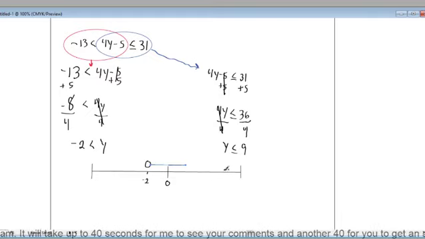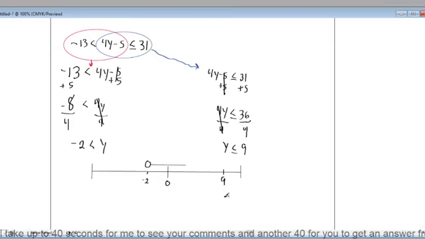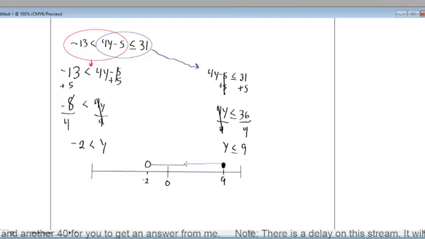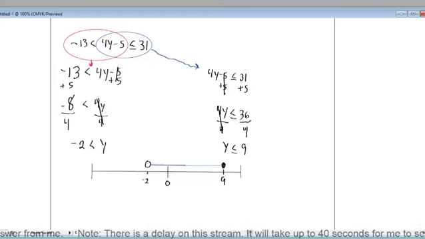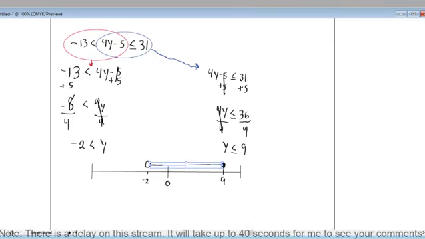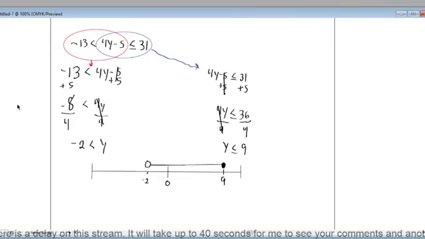9, I'm going to say, is about right here. And y is less than or equal to it, so I'm going to use a closed dot to show that y can be equal to it. Because y is smaller than 9, that means that y is going to be on this side. And so we're going to have a line that extends between these two dots. And so there's our graph.